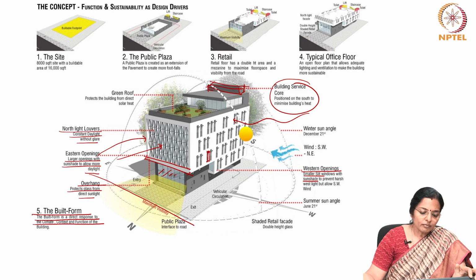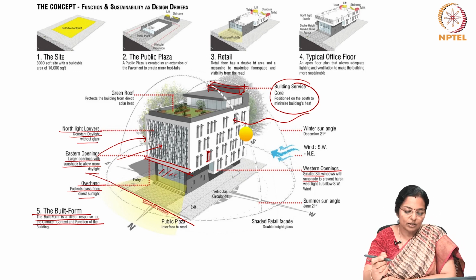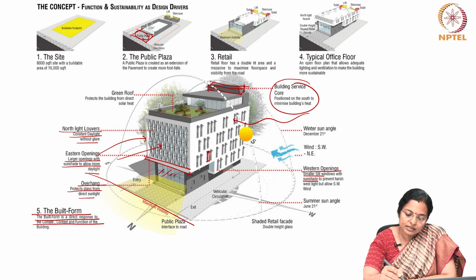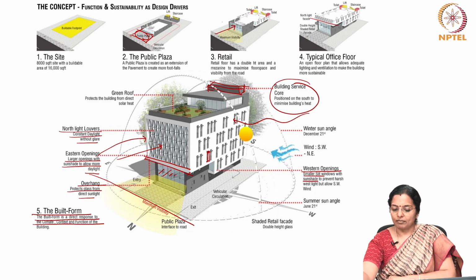Also, if you look at the site and the design context, you can see that there is a public plaza in front, and this facade offers maximum visibility with a glass but yet has adequate shading provided at higher level.